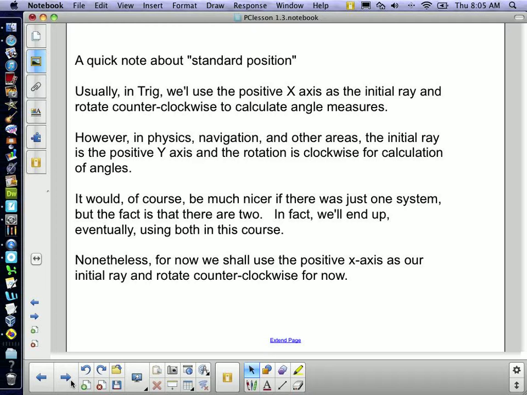That is confusing. And we're actually going to have problems in here that require us to use navigation coordinates instead of standard position coordinates. So we have to eventually adapt ourselves to using both methods. For now, we're going to stick pretty much with the trig system. And don't blame me for this. It's not my fault they use two different measuring systems. It's just the way it is between math and science. And so we have to adapt a little bit to them and be prepared for something different. But for now, we're just going to use our trig standard position for what we're doing.